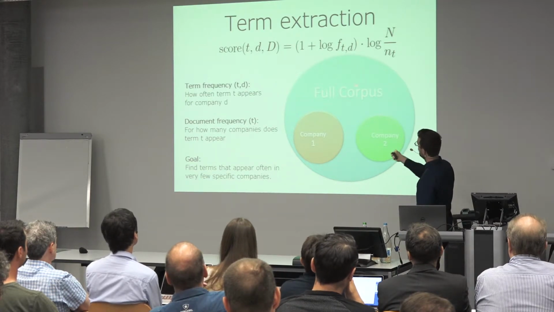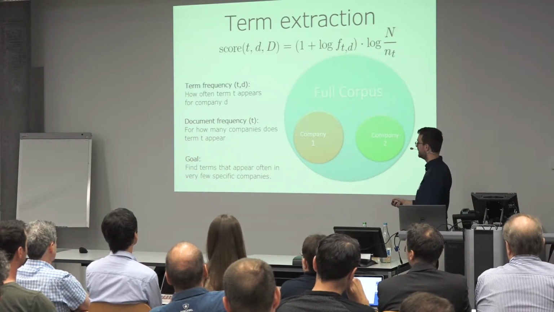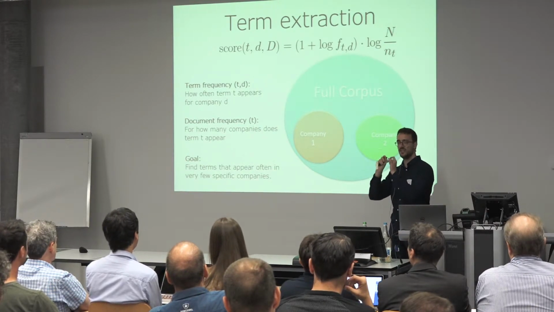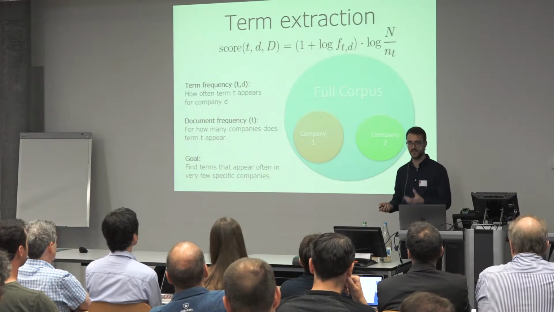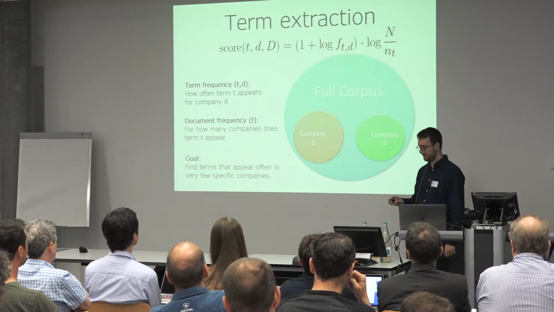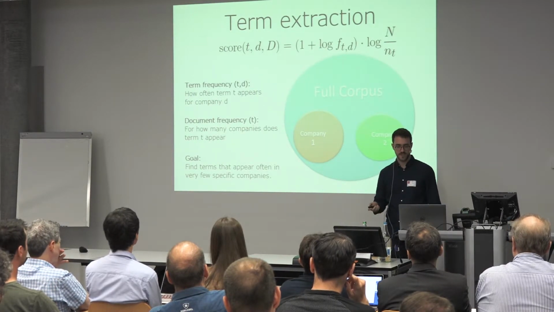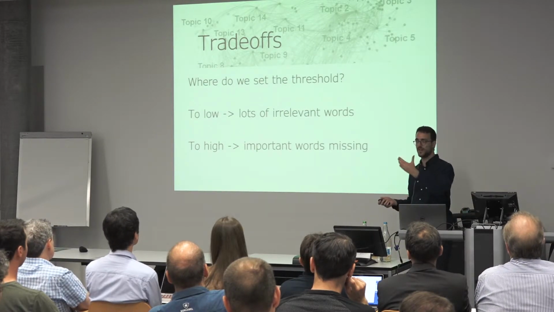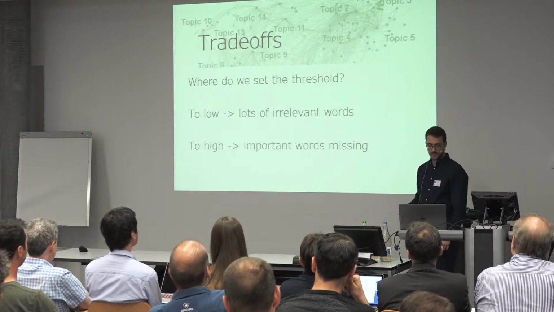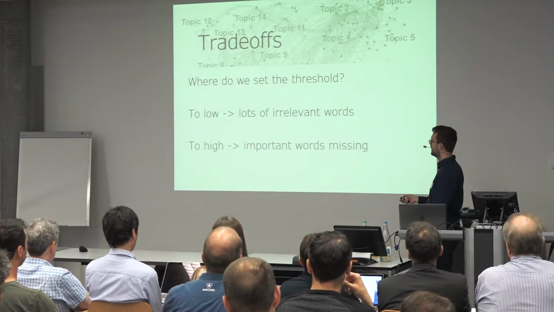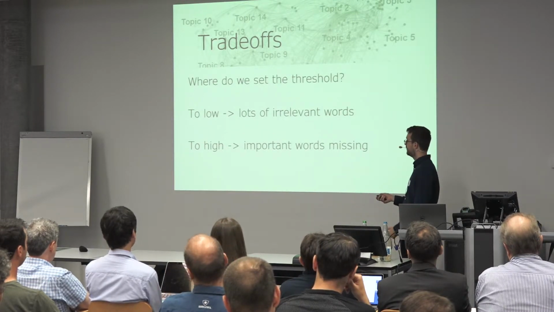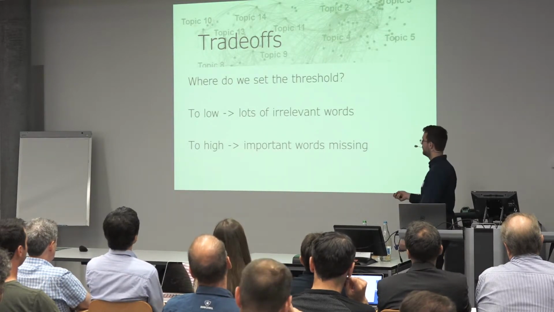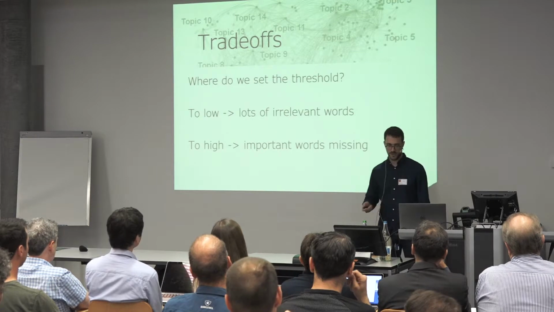And then this is the formula, and at the end we hope to find terms that appear very often in just one or two companies. This is how we define being important. Again, we have thresholds because we have to set the score. When is a term important? If we set it too low, we get a lot of irrelevant words and phrases, and too high, we lose a lot of important phrases.